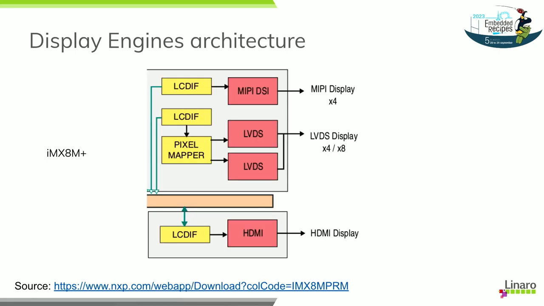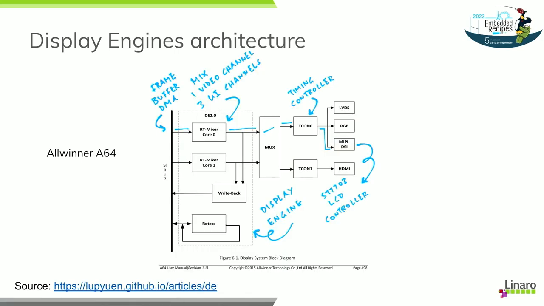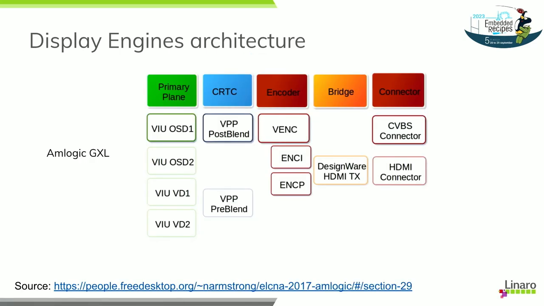For example, the i.MX8M Plus, basically, it's different LCD interfaces. So it's really basic. You don't have the power of plenty of planes shared, that you can move to any CRTC on any heads. Here, you cannot share the planes between the three interfaces, for example. And like for the Allwinner, they have a basic plane mixing in the DE2, then can output to two outputs, like TCON 0 or TCON 1, and can address LVDS, DSI, and HDMI. And for example, HDMI, Amlogic.